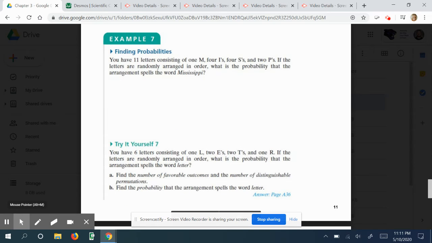Now, example 7. You have 11 letters consisting of 1 M, 4 I's, 4 S's, and 2 P's. What is the probability that a random arrangement would be Mississippi? So think about this. This is a distinguishable permutation problem because we have repeated I's. And so we would say this. We know that there's 11 letters, right? That's our n. Now, n1 is going to be the number of M's, which is just 1.